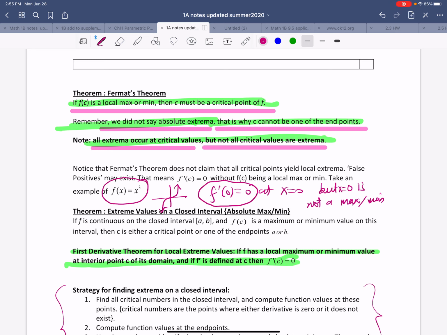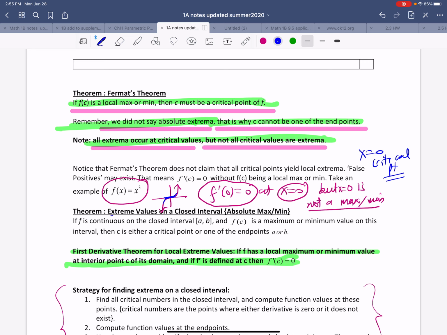3x squared, the derivative is 0. But that is not your max or min. You don't have a max or min at this point, although you do have a horizontal tangent, but that's neither your maximum nor your minimum. So x equals 0 is your critical point, but it's not your max or min. If you have a max or min, it can only occur at a critical point, but not all critical points are going to be maxes or mins.